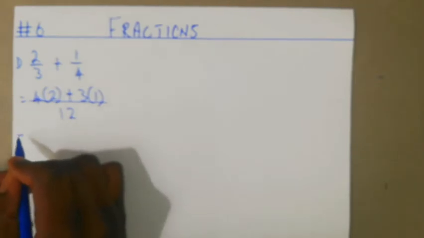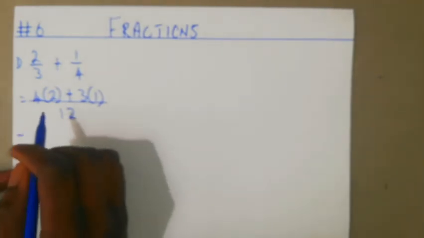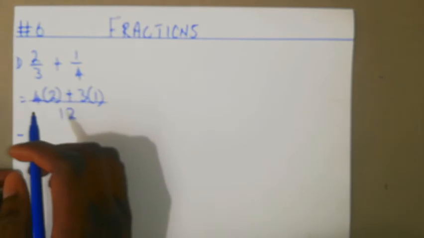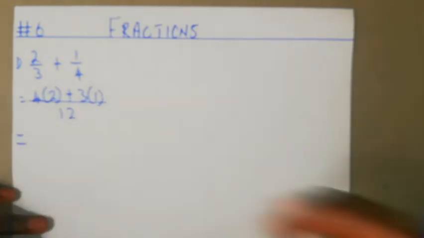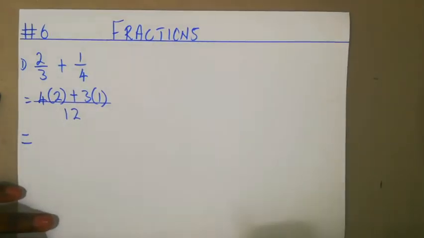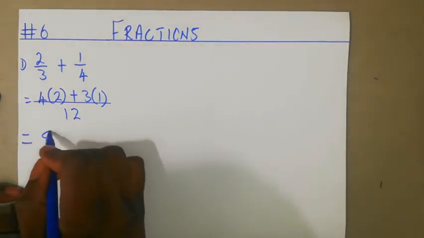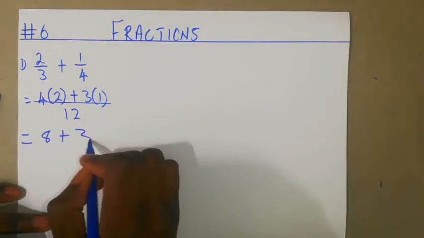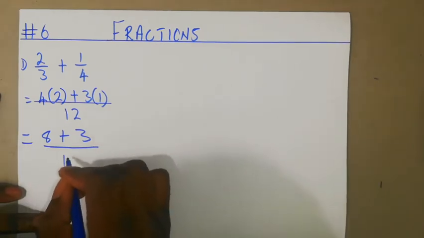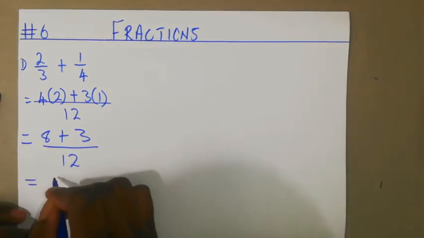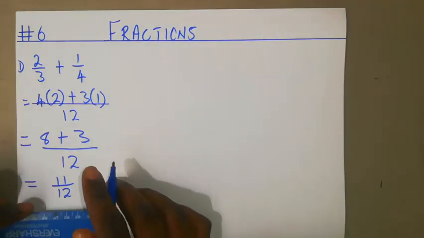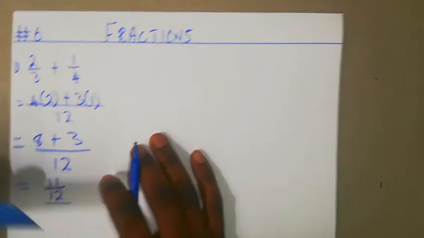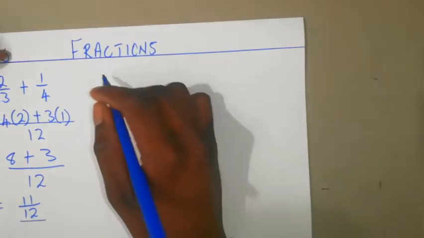So if we are proceeding here, we are going to obtain our 8 plus 3. This is all over 12. So your final answer is going to be 11 over 12. This is your final answer. So this is addition. Then you come to subtraction.